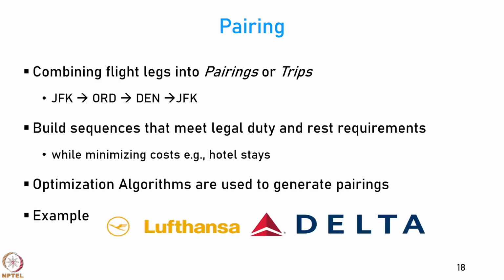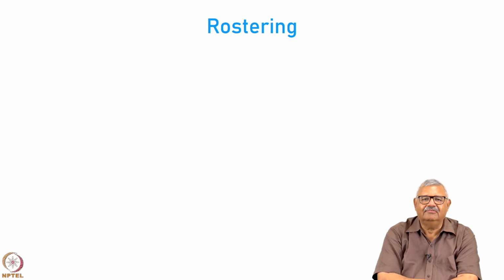Because it is difficult to do it by hand. An example is Lufthansa and Delta, who are very well established airlines, and they have access to dedicated algorithms for the crew pairing assignment. And finally, we come to rostering.